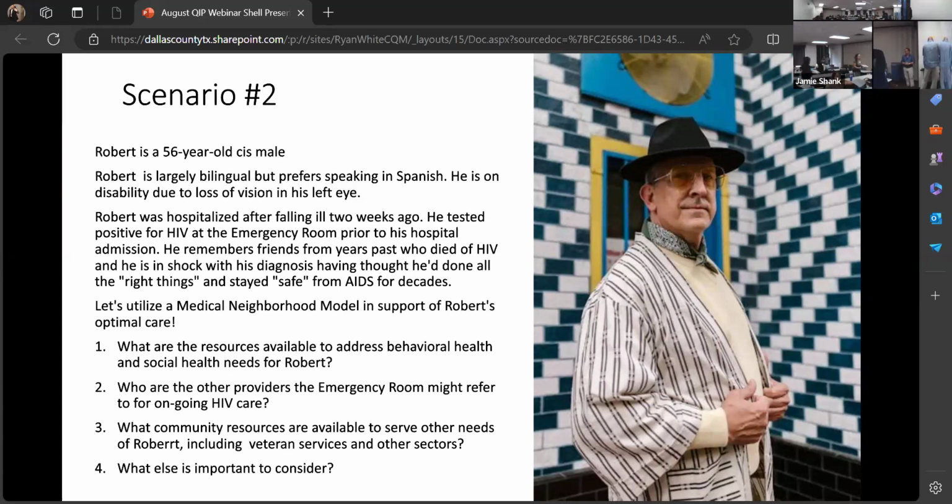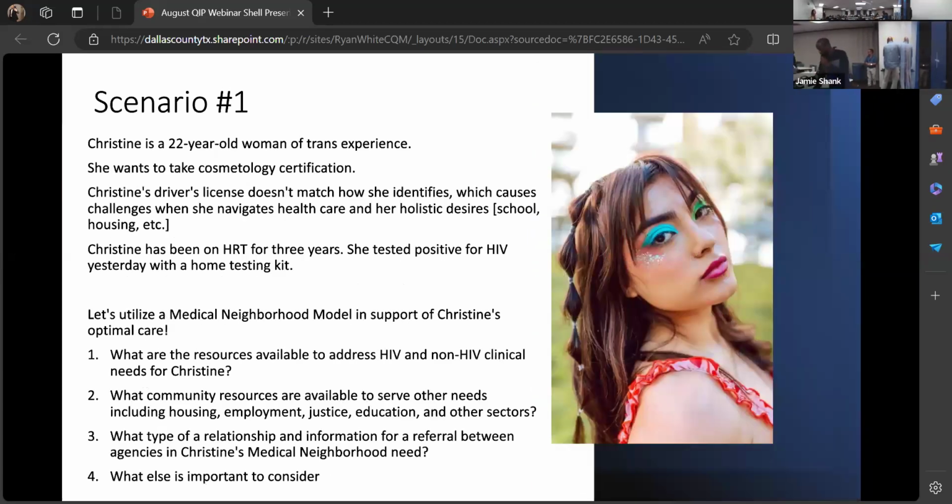So our scenario was Christine, who is a 22-year-old trans woman. The biggest thing to note is that she tested positive yesterday with an at-home kit. That formulated the conversation because some of these things assume that she reached out. So before we get to that, where did she get her kit? Did they include information on how to contact them? These are things that I didn't know. I was getting a whole education over there, asking, well, what about this scenario? What about this? And learning these things from the group.